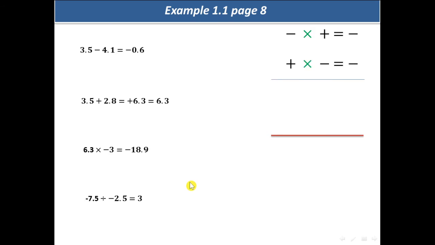So please learn these signs just like your names. You are in grade 8 now. If you go up to grade 9 and 10, you have to get over this problem.